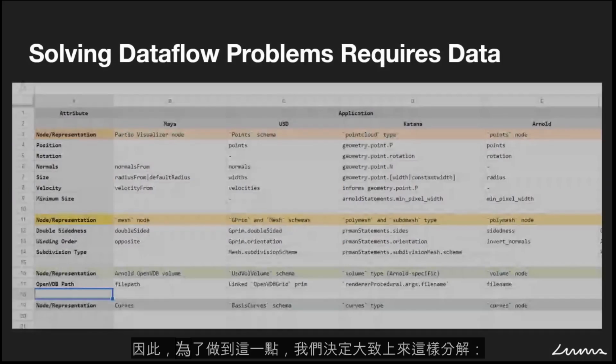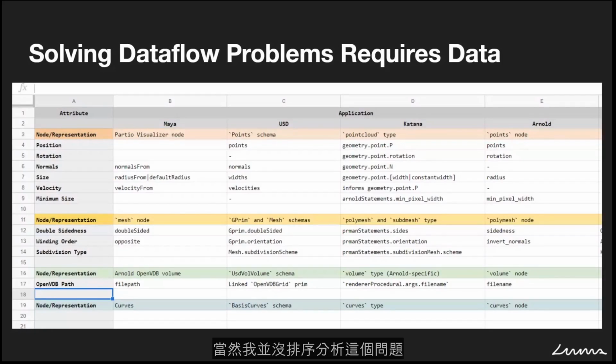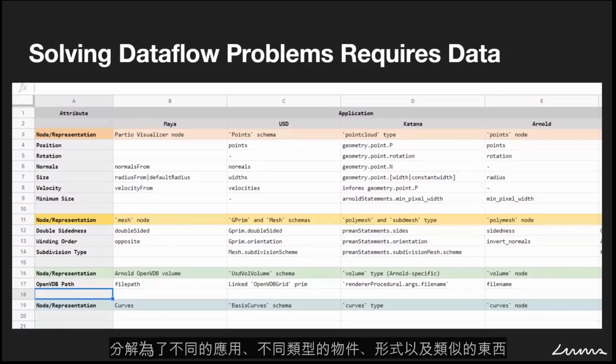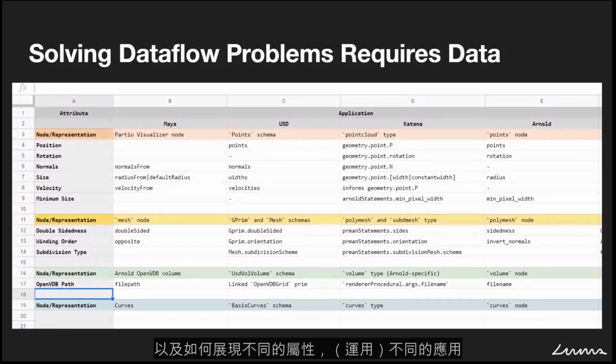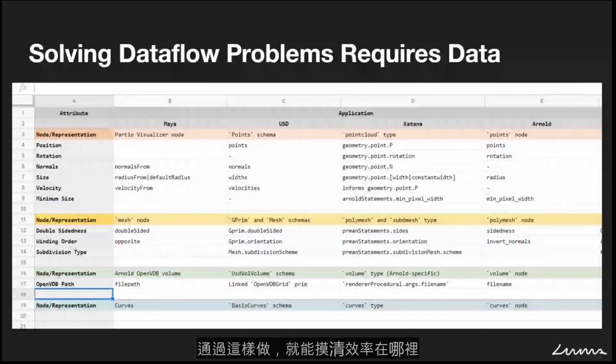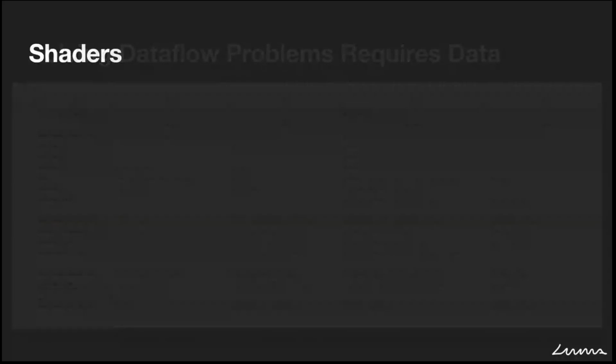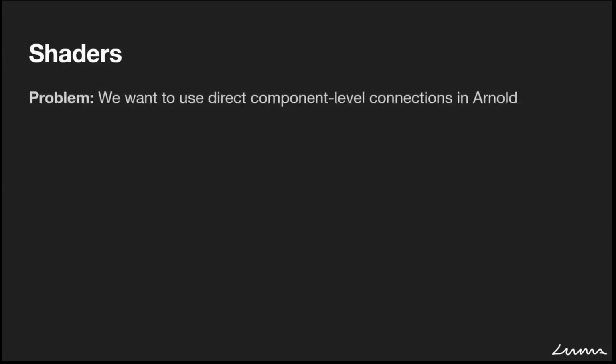So in order to do this, we decided to basically break down, and I'm not expecting you to analyze this, but this is just an example where we're breaking down the different applications and different types of objects and shapes and things like that, and then how they represent different attributes in those different applications. By doing this, we mapped out where the deficiencies were, where the missing pieces were, and that informed which part of the translation process we needed to address it at. So, a specific example, I have a few of these.